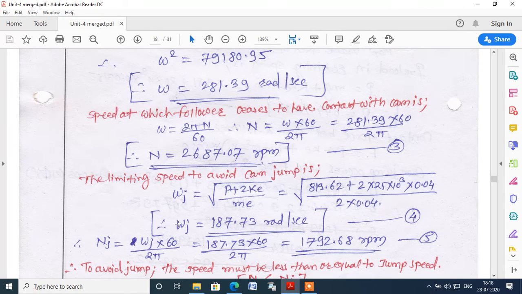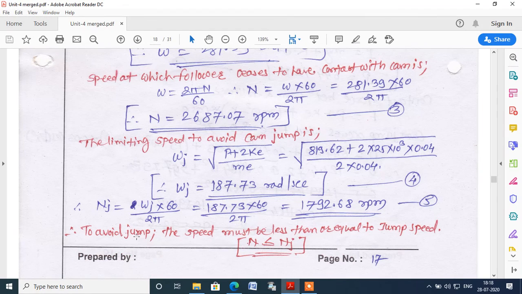Here omega g is 187.73 radian per second, and our omega is 281.39. So nj is omega j into 60 upon 2 pi. So 187.73 into 60 upon 2 pi, so it is 1792.68 rpm.